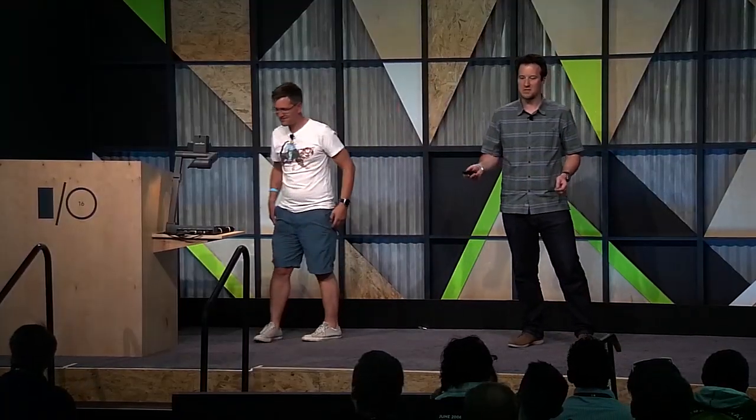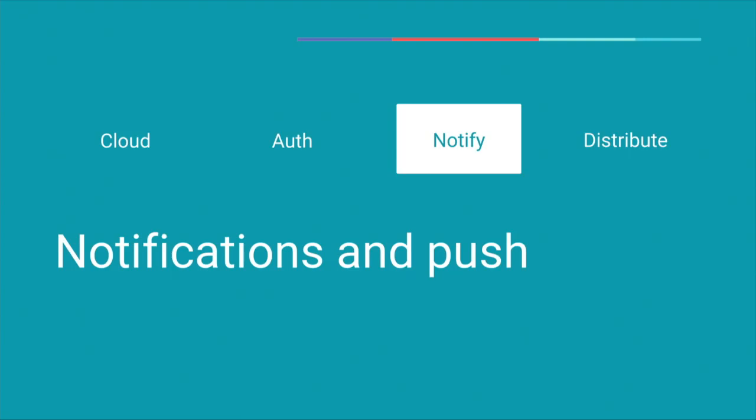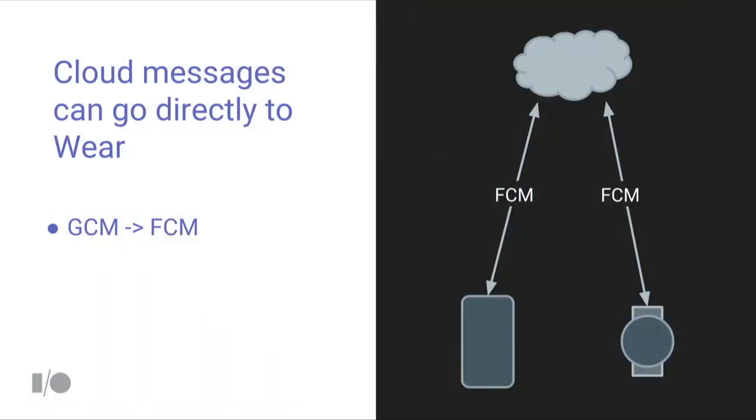A third area of focus for standalone Wear apps is how to retrieve notifications from the cloud, either for display to the user or as data for your wearable app to use. Google Cloud Messaging, now known as Firebase Cloud Messaging, or FCM, is now supported by Wear. FCM allows you to push data and notifications directly to Wear devices from the cloud.